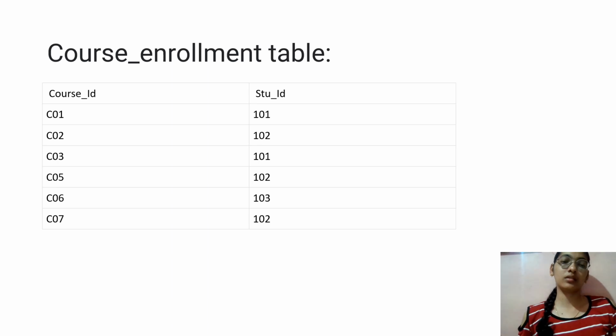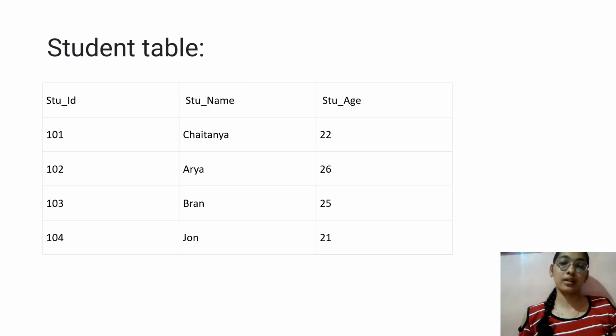You can see the course ID and student ID in the course enrollment table, and in the student table, student ID, student name, and student age. In the student table, student ID is the primary key. This we are going to use in the course enrollment table as a foreign key.